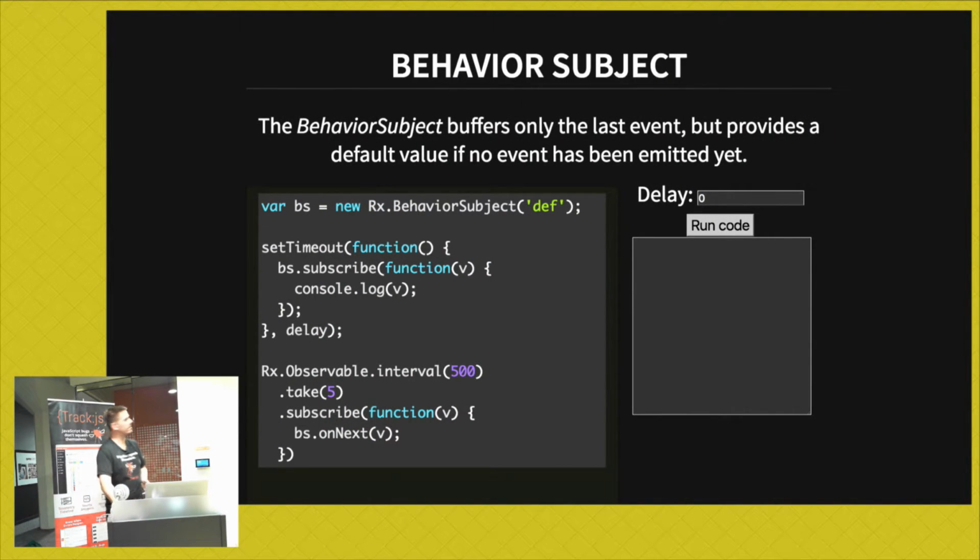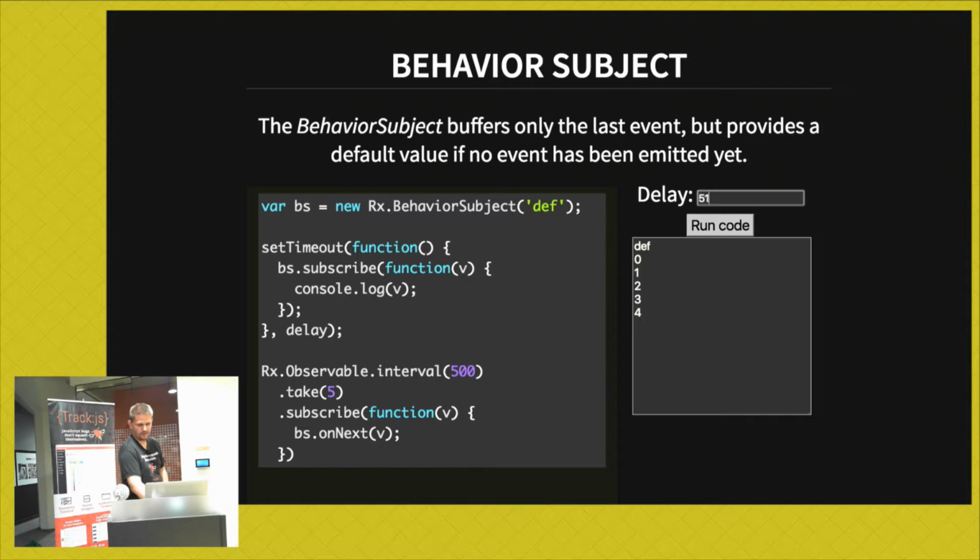Okay, different subject. You've noticed that we don't get a default value, so we don't always get a value. The behavior subject resolves that. Here's again the code, creating the subject, and then I delay my subscription by a value equal to this, so in this case, no delay. I'm doing the same thing, emitting values every 500 milliseconds. If I subscribe immediately, I won't have any of these events yet, so I get my default value out, and then afterwards it just does my 5 little events.